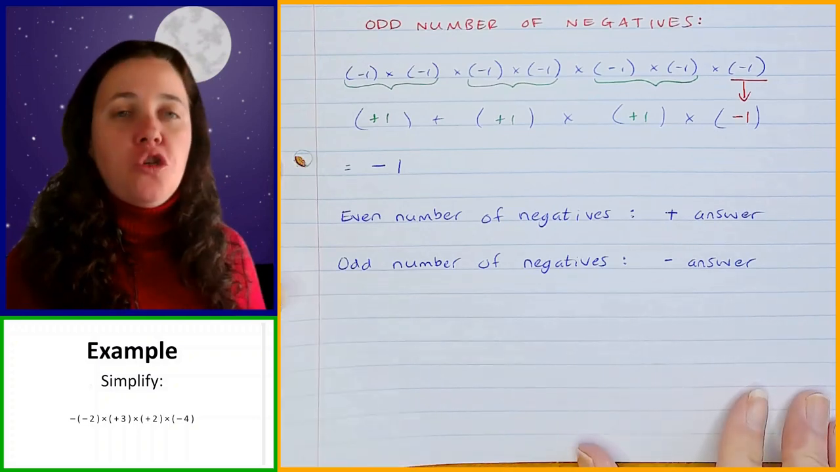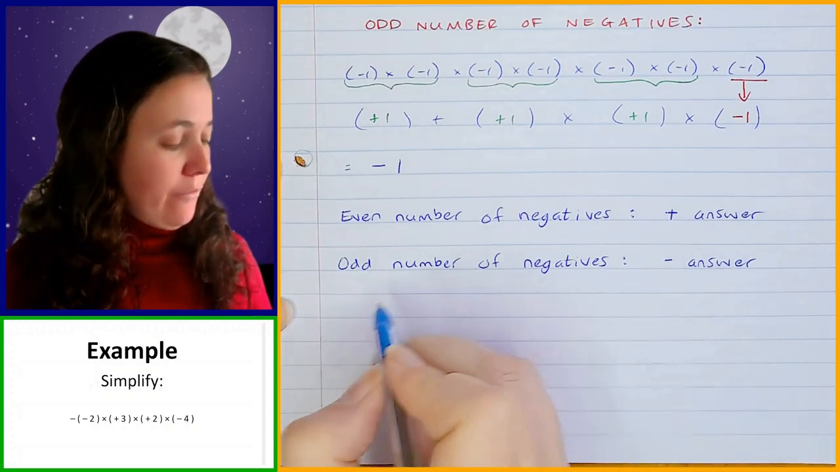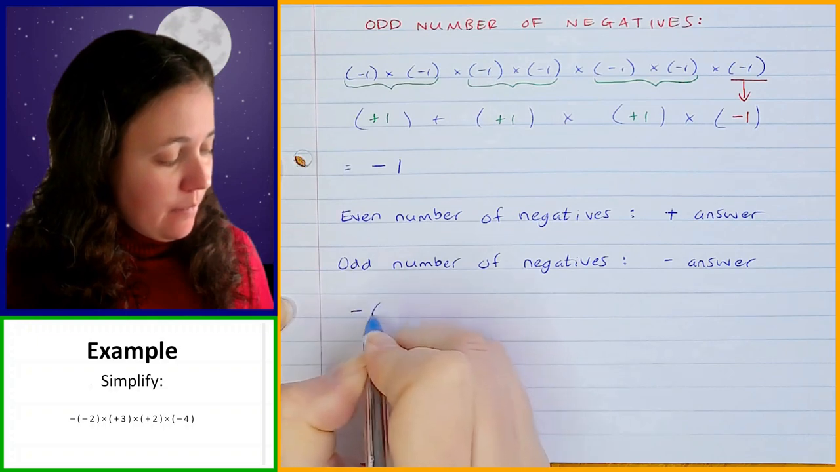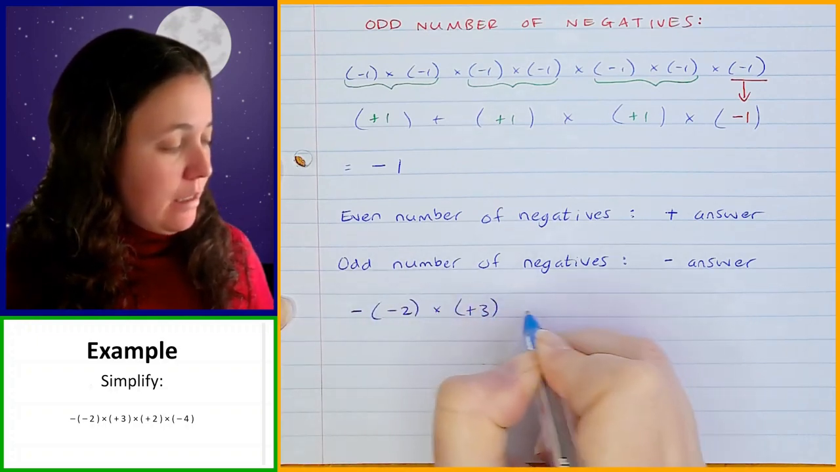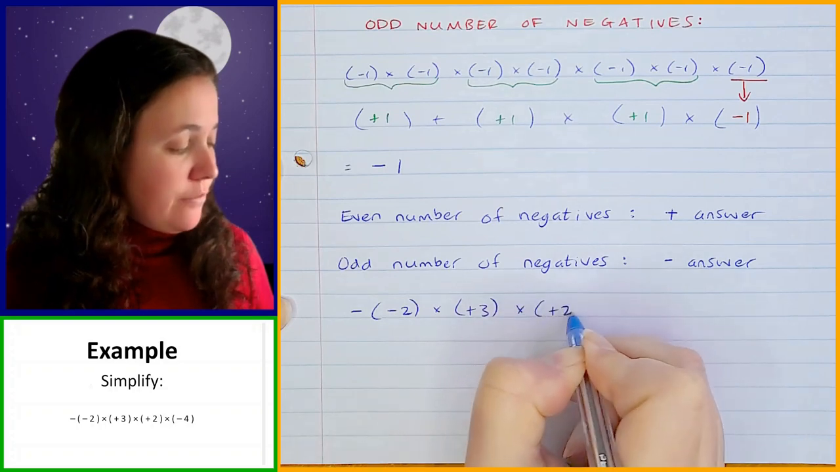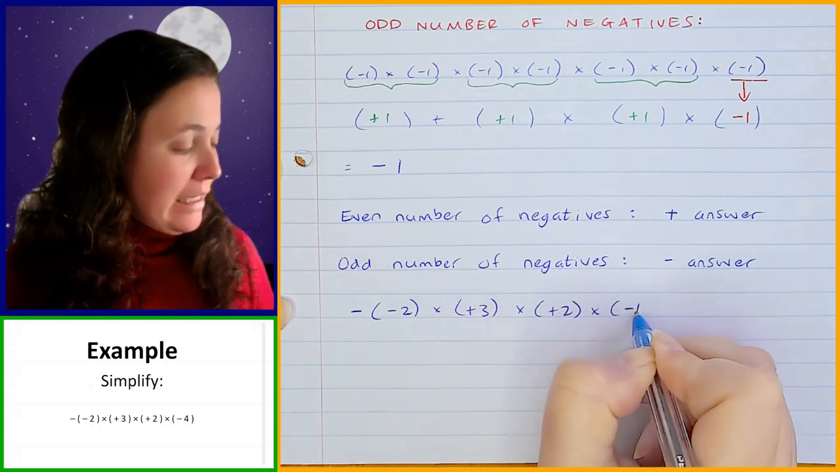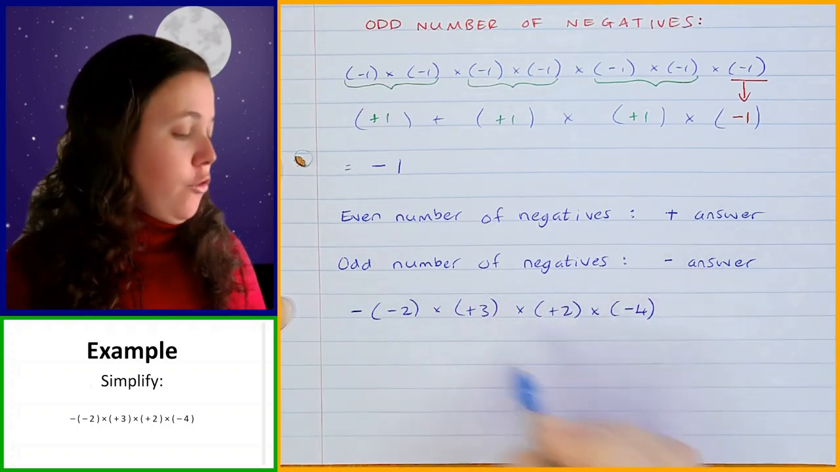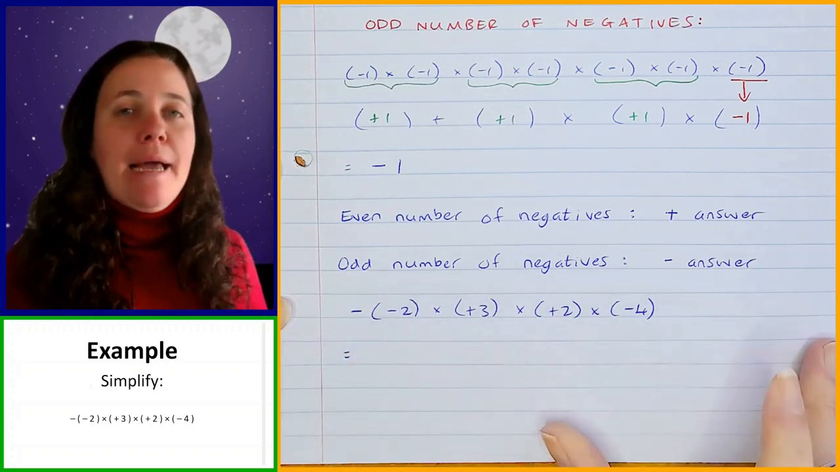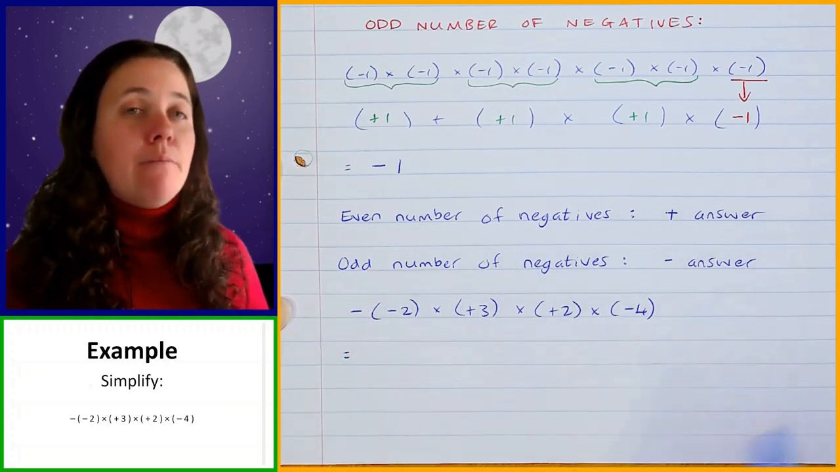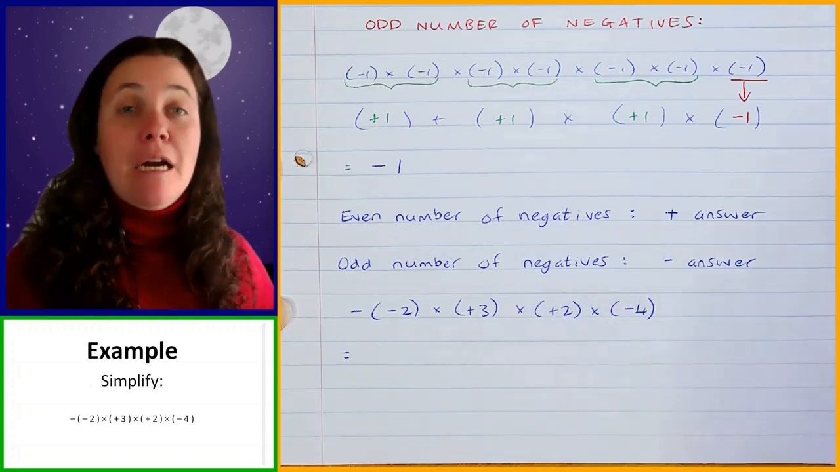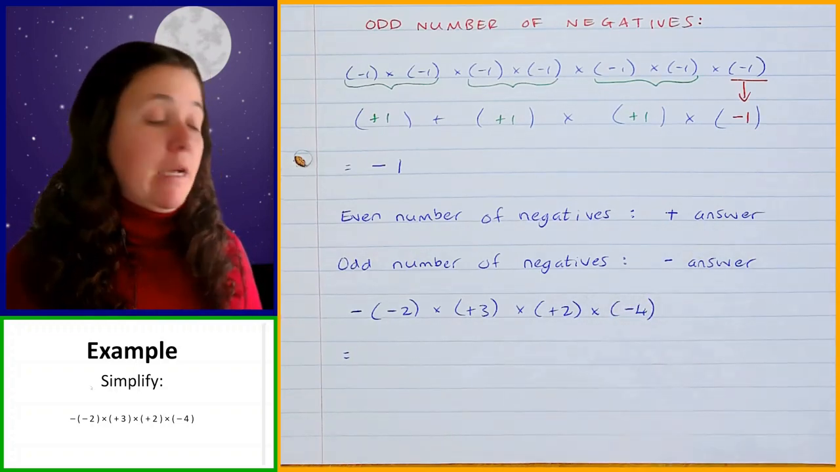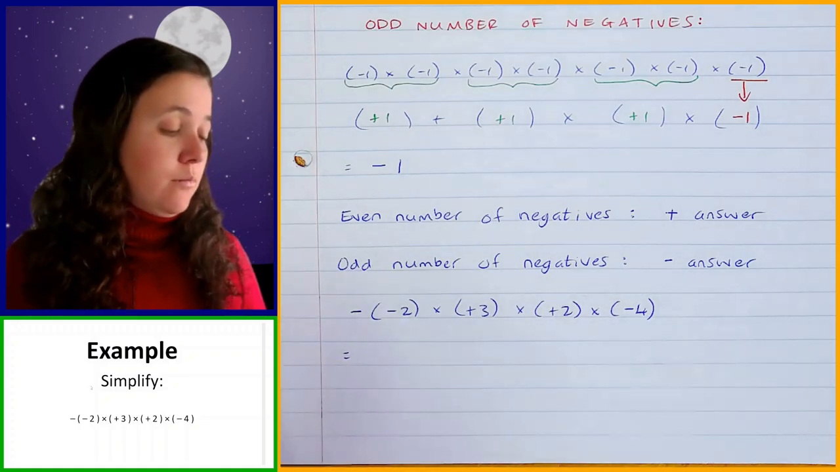Okay, so now let's have a look at an example where we are actually multiplying together more than two integers. So in this example, I have got negative 2 multiplied by positive 3 multiplied by positive 2 multiplied by negative 4. I'm going to start off just like I was doing when I had just two integers. My first step is to identify my sign, but in this case I need to go and count how many minuses there are that are being multiplied together altogether.